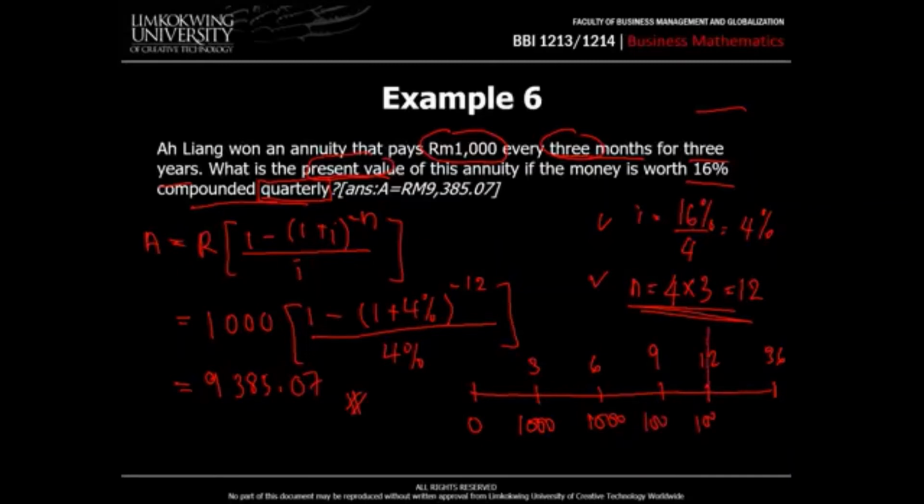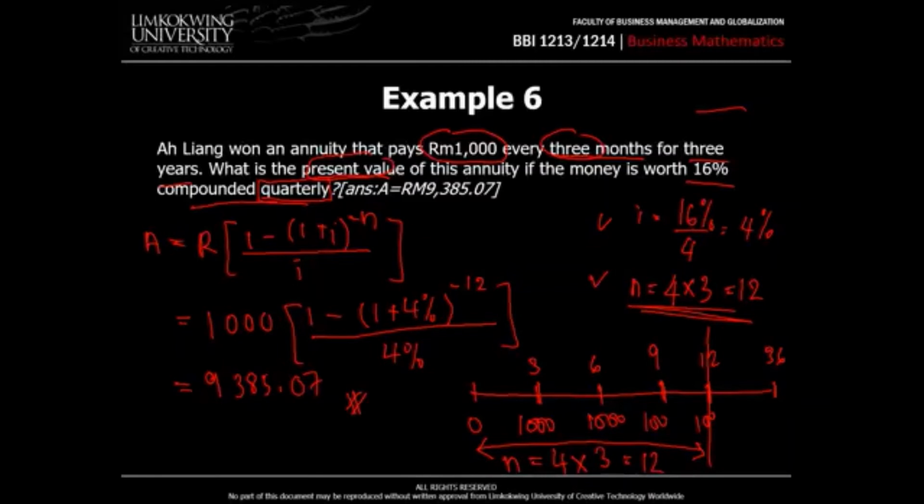So here is 1 year. In 1 year, how many times does he deposit the amount? 1, 2, 3, 4 times. So that's why you have to find n. For 1 year, 4 times. For how long does he invest? For 3 years. So you multiply by 3, then you get 12. So this is your n.